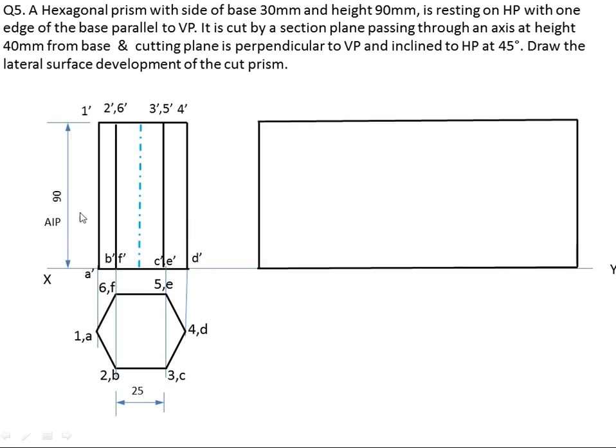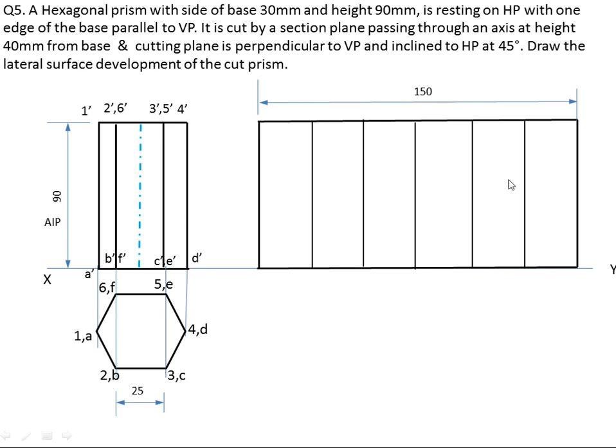Then give the dimensions. Now if you cut one of the edges of this hexagonal prism, then what we get, the lateral surface, is nothing but a rectangle of side 150, that means 25 into 6, that is 150 by 90, and then divide this rectangle into 6 parts. Then give the names to the edges 1A, 2B, 3C, 4D, 5E, then 6F and 1A. Then we have to show the cutting plane.